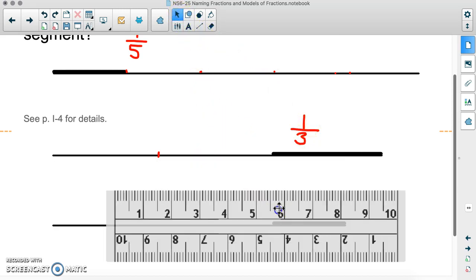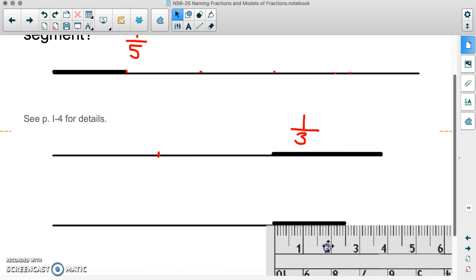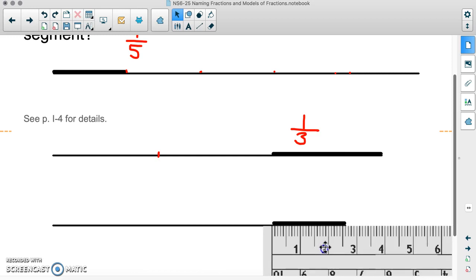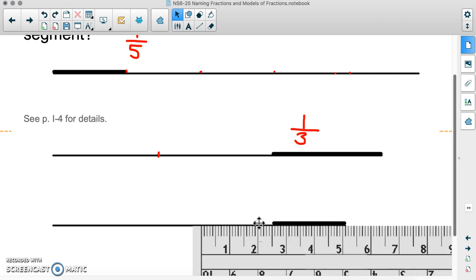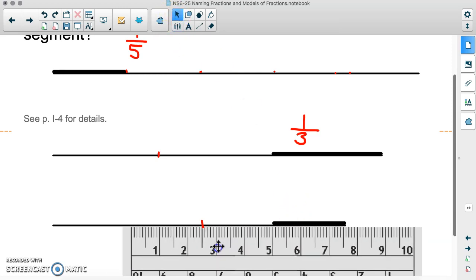Then if I measure this last one down below, this one here is, we'll say 2.5. So we'll measure out 2.5. That would be 2. Measure out 2.5. That would be 3. And then this would be your 4th. So this one here is 1/4 of the line segment.